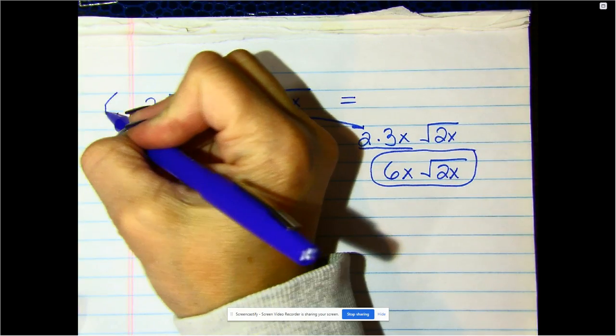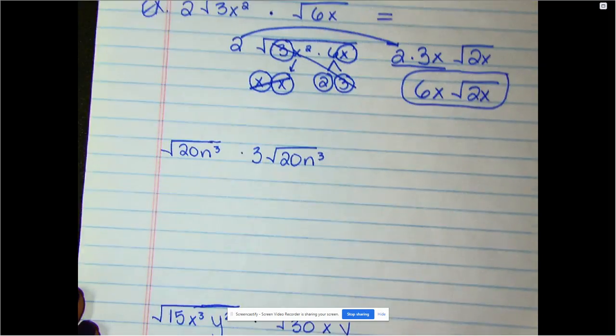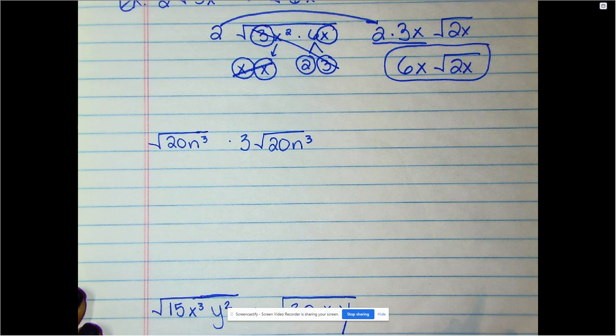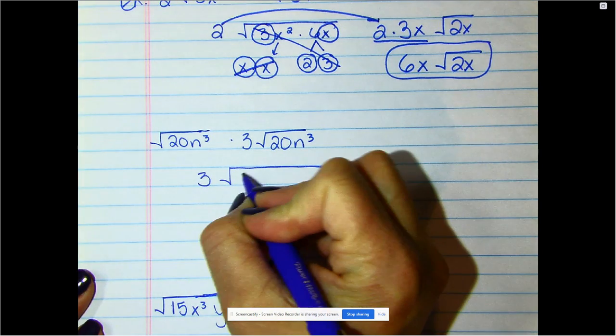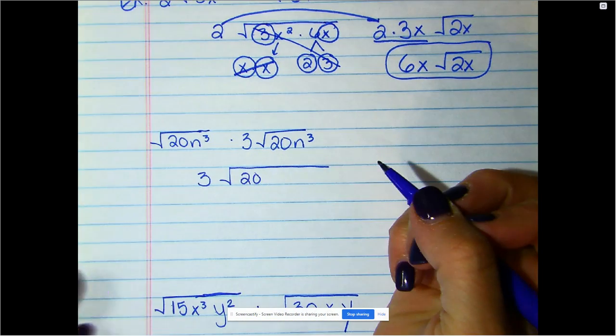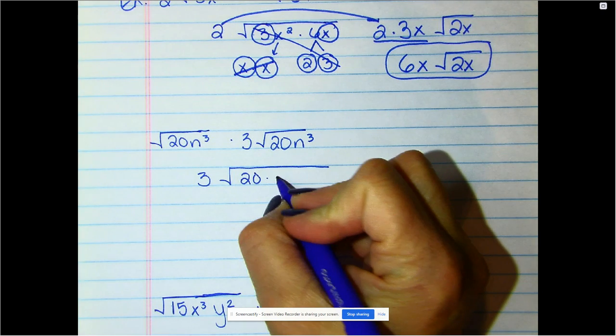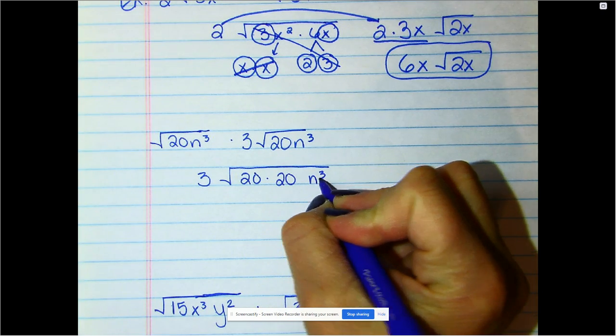All right, another example. Square root of 20n cubed times 3 square root of 20n cubed. The 3 stays on the outside. Bring what's under the 2 radicals together. You can rearrange them now if you want. You could put the 20s next to each other and the n cubes next to each other. It's really up to you.